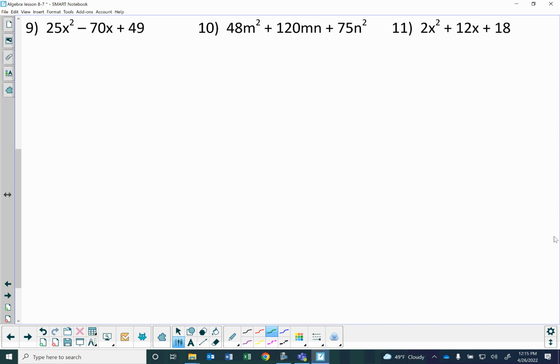All right, let's take a look at number 9 here. 25x squared minus 70x plus 49. All right, so the square root of 25x squared is 5x. The square root of 49 is 7. 7 times 5 is 35, times 2 is 70, so this is a perfect square trinomial. I will use the second formula again, which is the minus formula. So it's going to be the a term, 5x, minus the b term, 7, quantity squared.